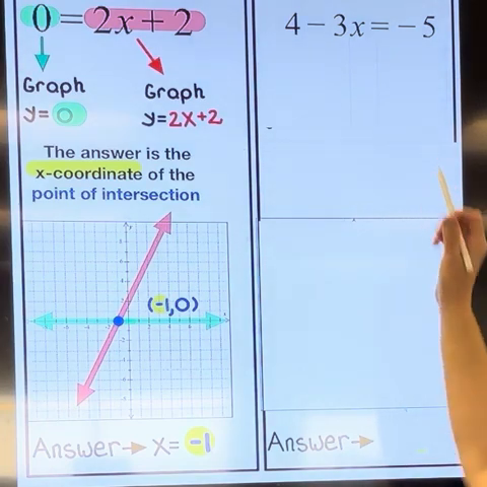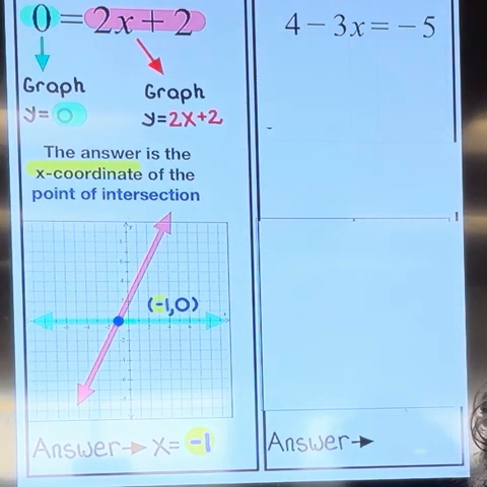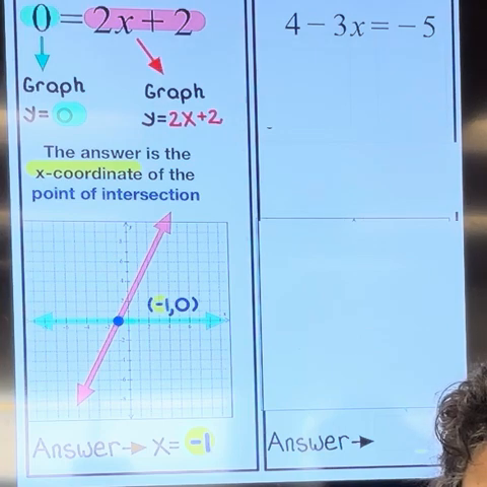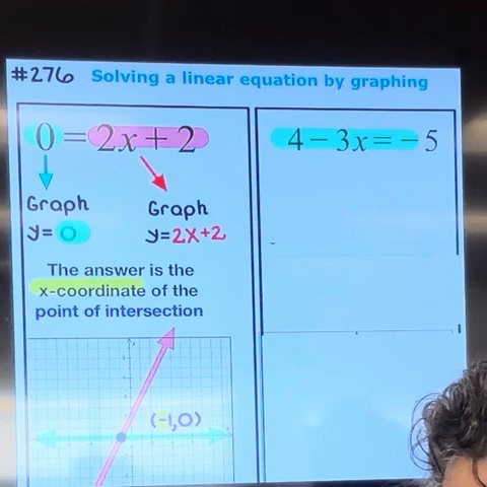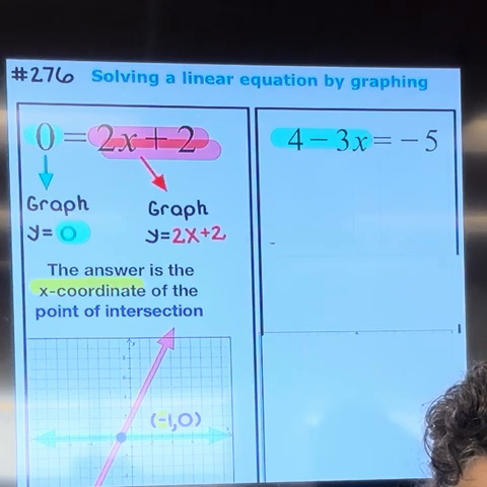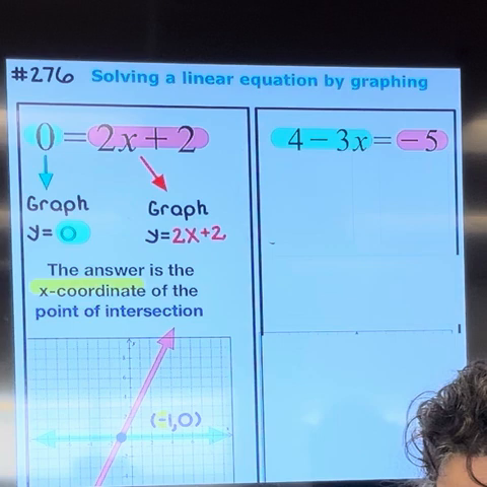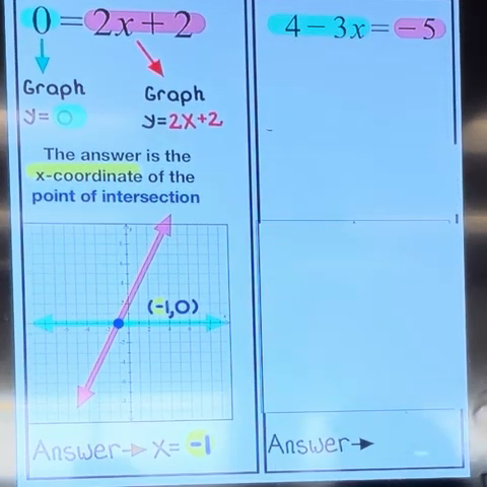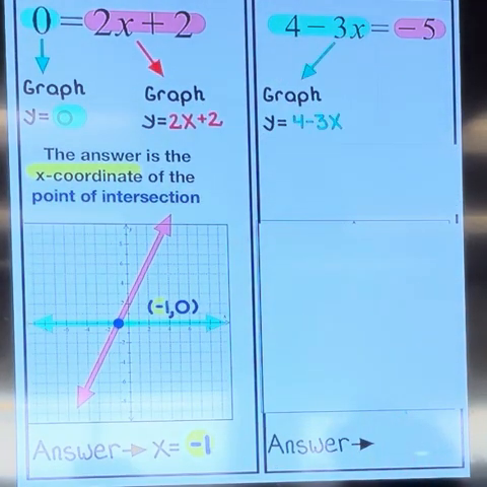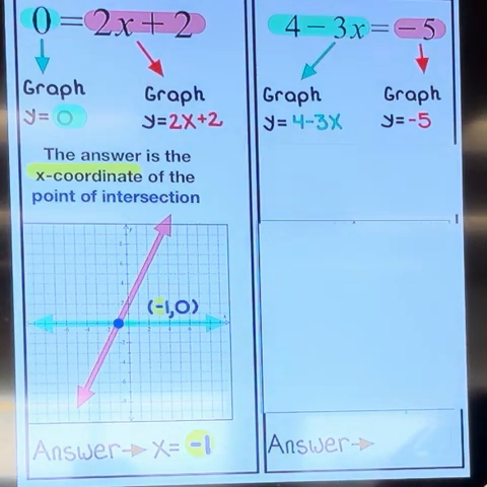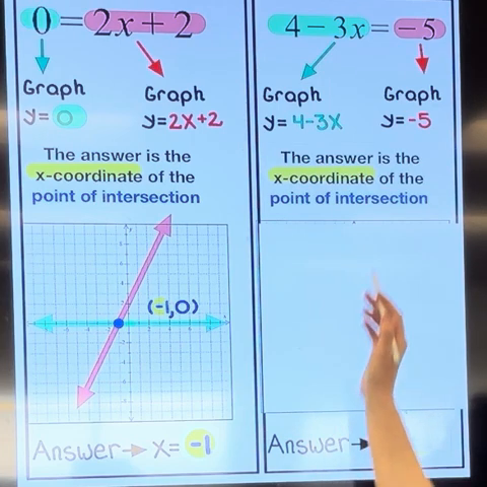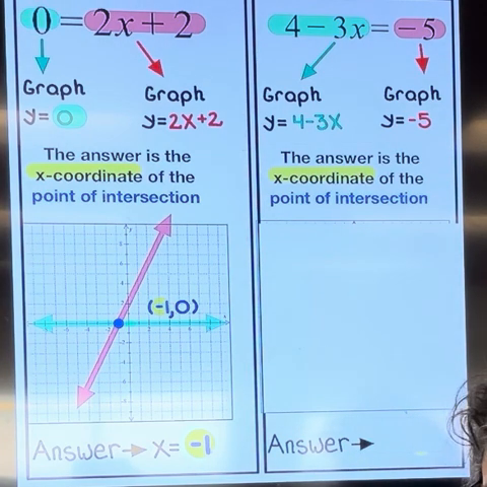Okay, so one more time, I want to solve 4 minus 3x equals -5. So I want to create an equation using the left side, and I want to create an equation using the right side. So using the left side, I have y equals 4 minus 3x. Using the right side, I have y equals -5. I need to graph both of these equations, and the x-coordinate of the point of intersection will be our solution.